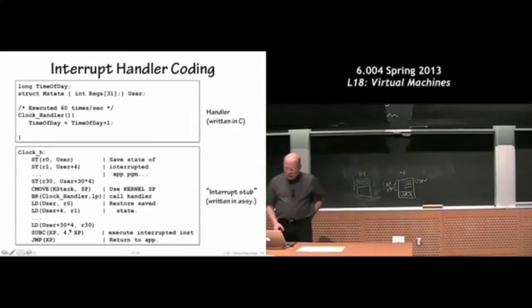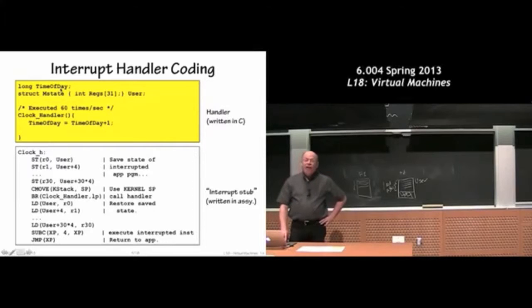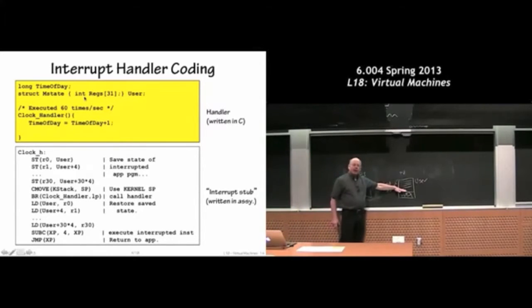So here's the picture. I'm going to show you code now that actually lives in the operating system, in the kernel. The first thing we have is this big, in this case 64-bit number that represents the time of day, in milliseconds since midnight or something like that. Then we have this user data structure, which has a little array for storing these 31 registers.